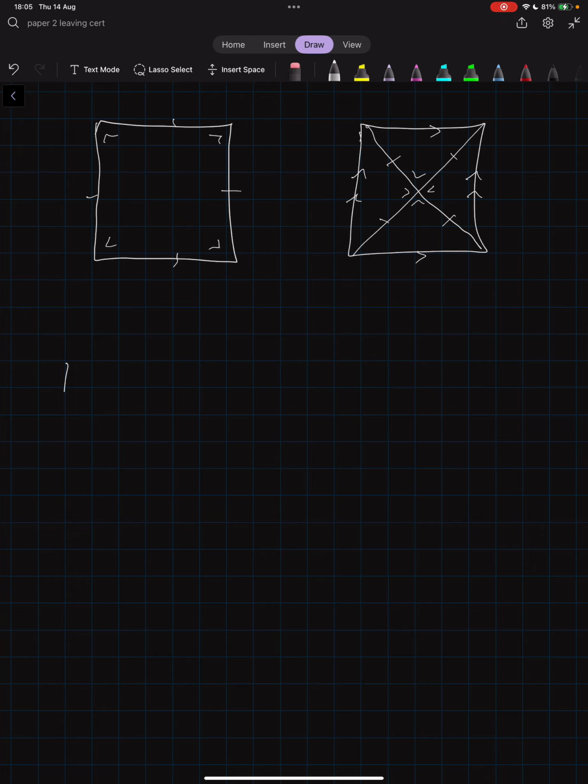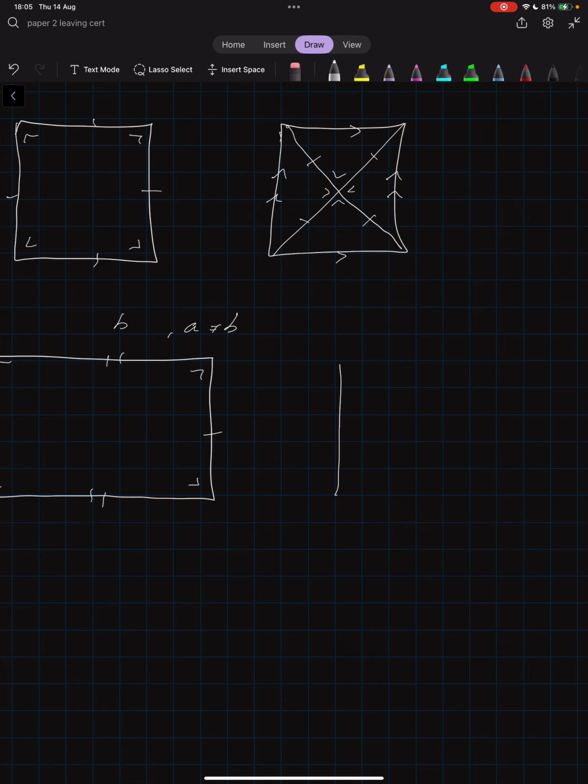For a rectangle, you basically have the exact same things, that the opposite sides have the same length. But in this case, you don't have all four sides being the same length. So this could be length A and this could be length B, where A is not the same as B. All of these have to be right angles.